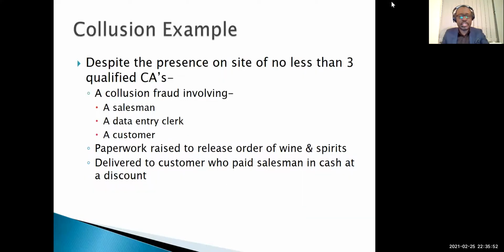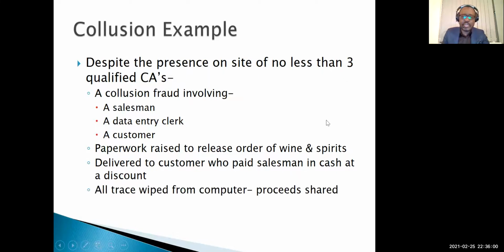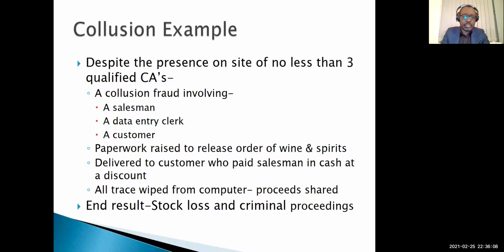So it happens. Fraud happens even when we have chartered accountants on site. So the fact that we have accountants or auditors doesn't mean fraud will not occur. And all traces could be wiped from the system. All traces could be wiped, and then we share the income. At the end of the day, we lose stock.